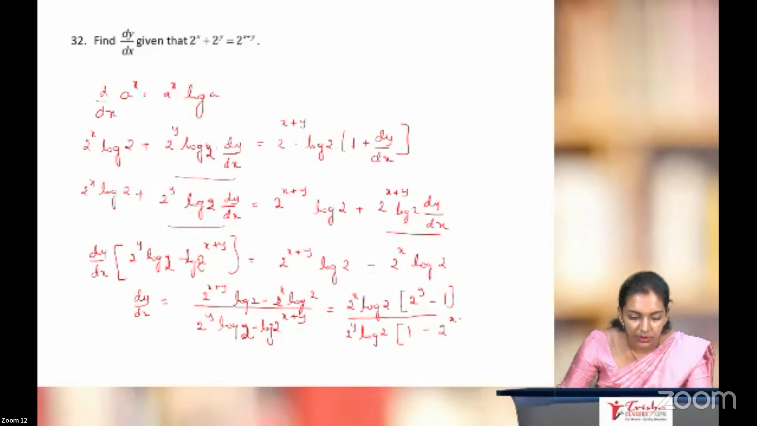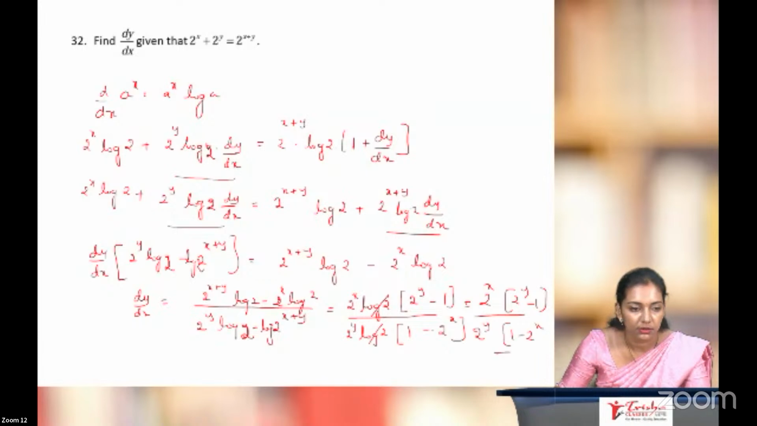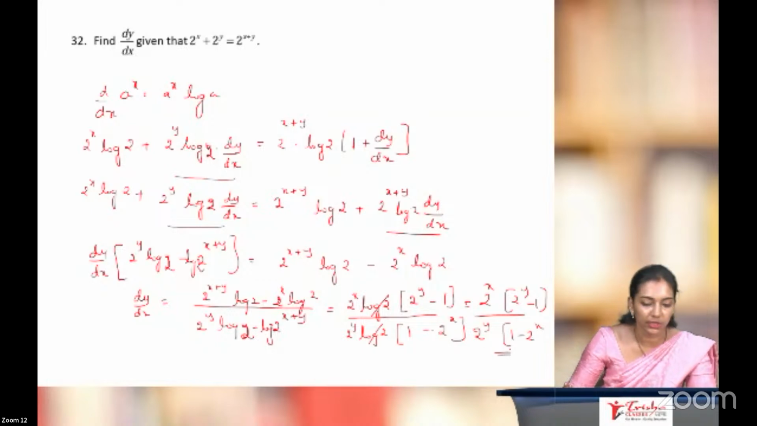Solve y for x. Okay, so log 2 and log 2 get cancelled. So this is the final answer: 2 power x, 2 power y minus 1, divided by 2 power y into 1 minus 2 power x. This is the final answer.